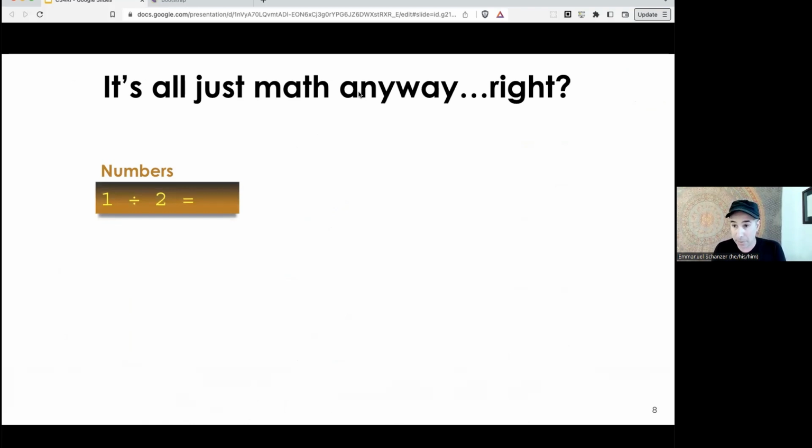It doesn't have numbers. We can do this audience participation style. In the Zoom chat, what do you think 1 divided by 2 is in Java? Feel free to type your answer. What do you think 1 divided by 2 is?